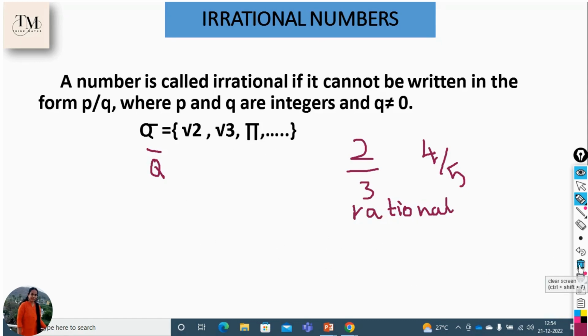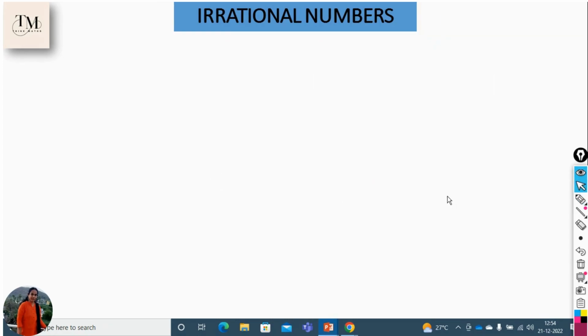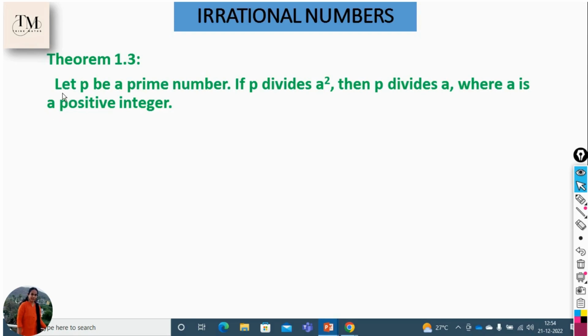So let me go to Theorem 1.3. Theorem 1.3 says: let p be a prime number. If p divides a square, then p divides a, where a is a positive integer. Before explaining this with p and a, let me explain this theorem with numbers. Let me take a number, 10. So I take a equal to 10.